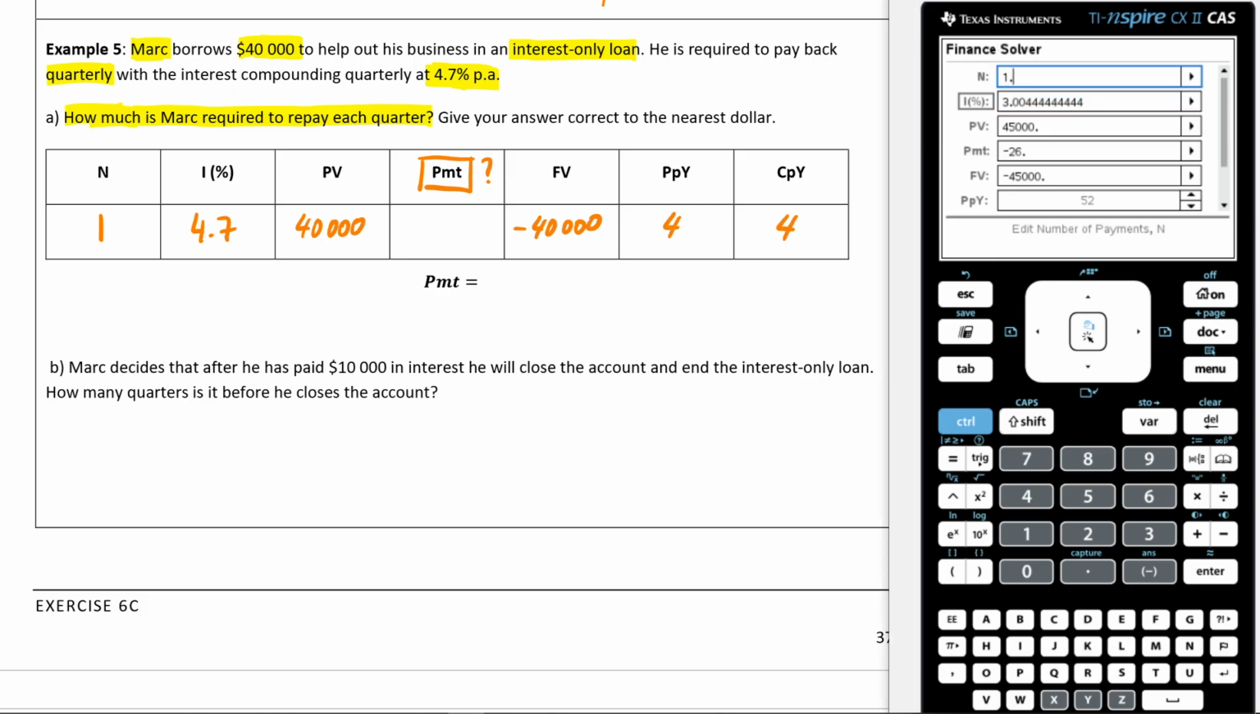Now let's put that all into the CAS. So it's just going to be 4.7 there. This will be 40,000. This I don't know, leave it blank. This will be negative 40,000. And this is quarter.